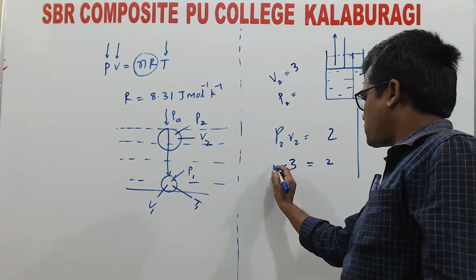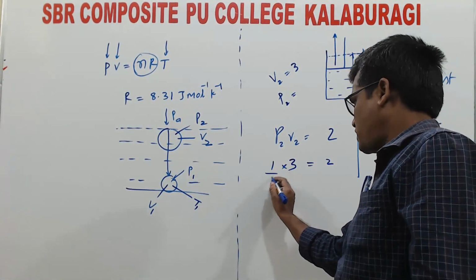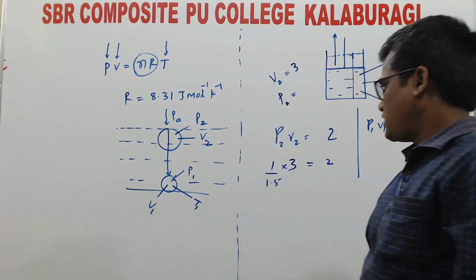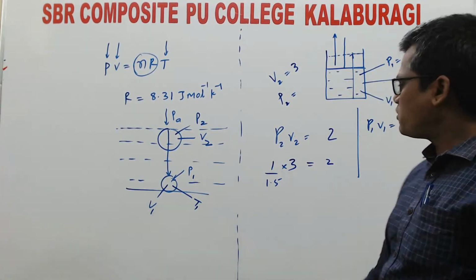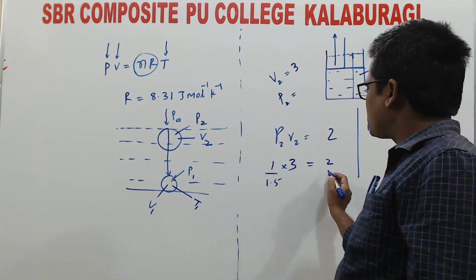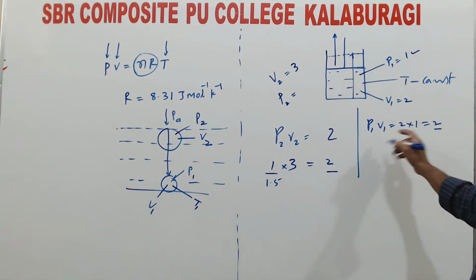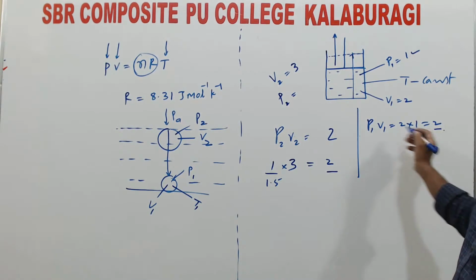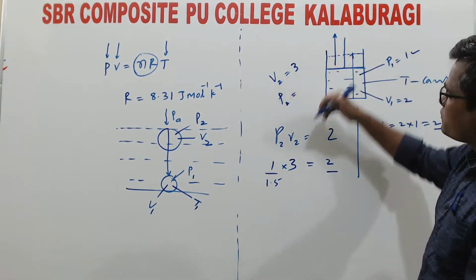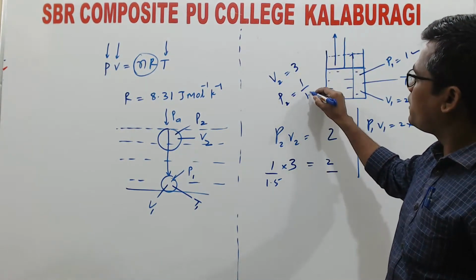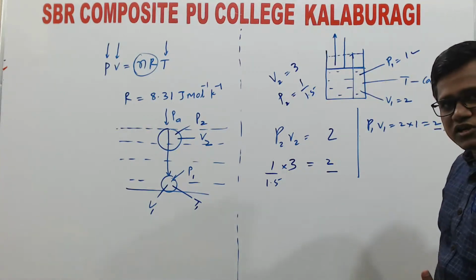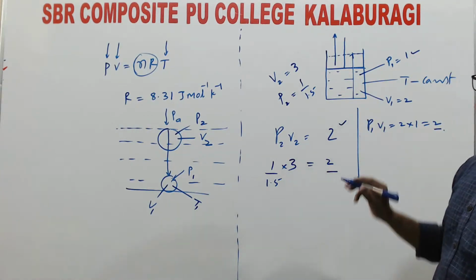Let me take this as 1 by 1.5. Just 1 by 1.5, then the result will come 2. In the initial case the result is 2. In the final case, if volume increases, pressure will become 1 by 1.5. Automatically pressure decreases, but their product never changes.